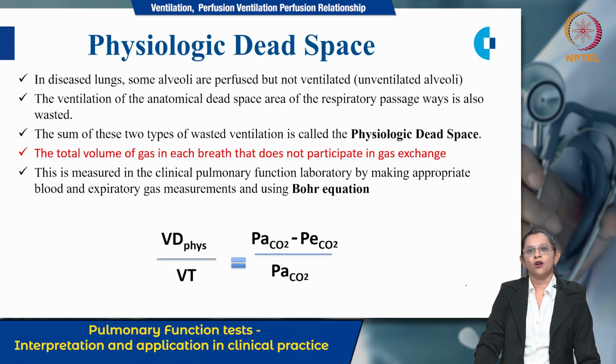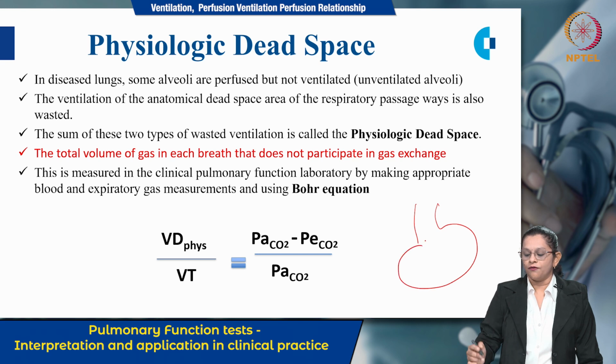Next, coming to the physiological dead space. Actually, anatomical dead space is a part of the physiological dead space. In certain diseased lungs, some alveoli are perfused but actually not ventilated. What does that actually mean? If you take this as an alveoli of the lung and this as a blood vessel or a capillary which is close to the alveoli.